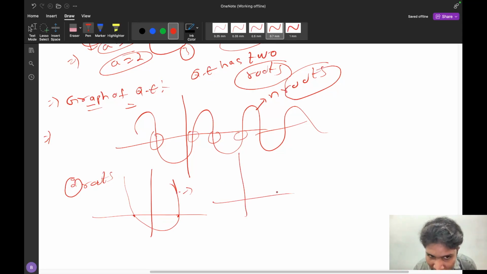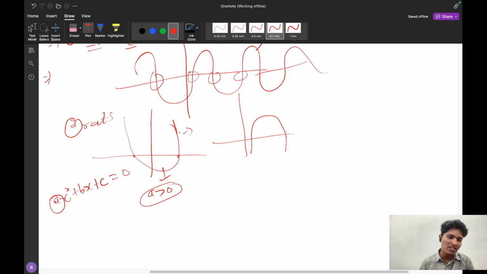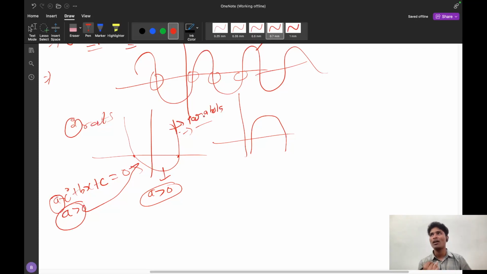There is another graph which is called a downward graph. What is the relation between these two? It is the case a greater than 0. That is, in the equation ax square plus bx plus c equal to 0, if the coefficient of x square is positive, that is a greater than 0, you will get an upward parabola. This shape is called a parabola. I will explain in the parabola chapter why it is called a parabola and how we get it using conic sections. Simply, if I say the concept, it is a double-headed cone. If I cut it at a suitable angle, I can get the parabola shape.